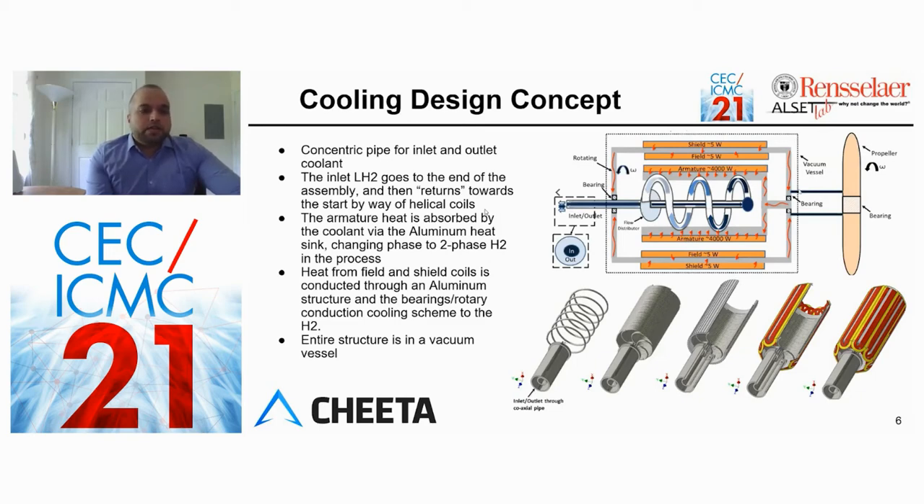The field and shield coils too reject minimal heat, which is absorbed by the aluminum structure and conducted through the rotary bearings to the coolant. The entire structure is in a vacuum vessel. The field and shield drive the propeller. The lower right figure shows a CAD rendering of the schematic system that I just described. The first figure shows an individual pipe, followed by tightly wound wall-to-wall helical pipes, followed by the aluminum structure encasing this, and then the armature coils.